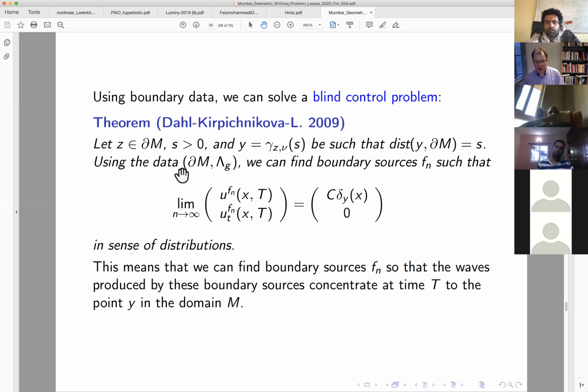So we assume that this is valid. Then by using the data that is given to us, the boundary source-to-solution map, we can constructively find boundary sources such that the waves corresponding to these boundary sources have the property that when the index n goes to large, the values of the wave converge towards a delta distribution, and the time derivative converges to 0. What this means is that we can specify a single point inside the manifold, and then we can construct waves such that at time T, the waves concentrate all their energy to a single point.